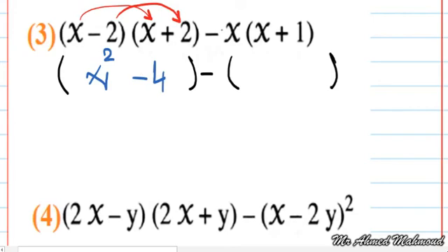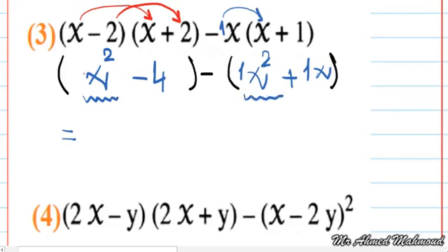Here we have 1x times x, 1x times x equal x to the power of 2 or 1x to the power of 2. 1 times 1 equal positive 1x. Note, I didn't use this negative sign. I used 1x because I dropped the negative here. The next step, I'm going to subtract x to the power of 2 minus 1x to the power of 2. X to the power of 2 minus x to the power of 2 equal to 0.